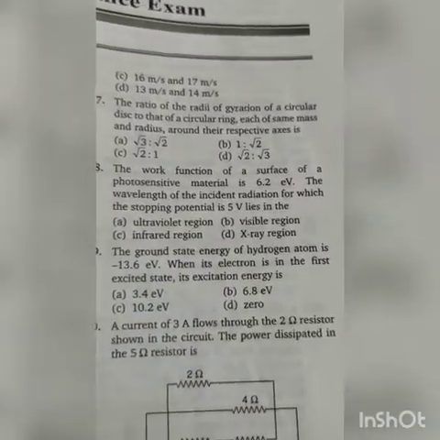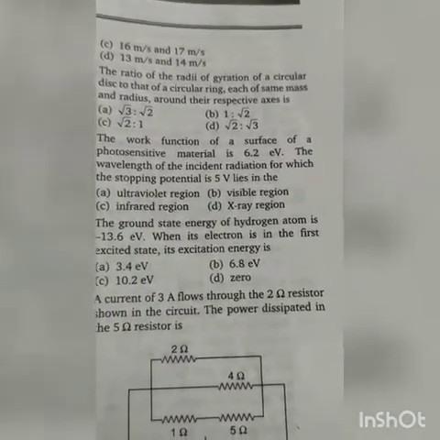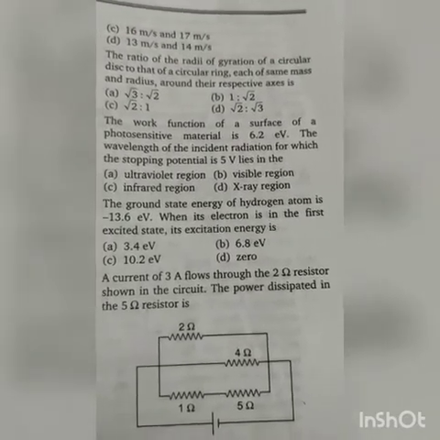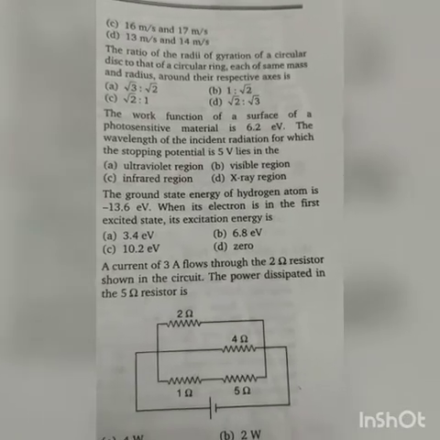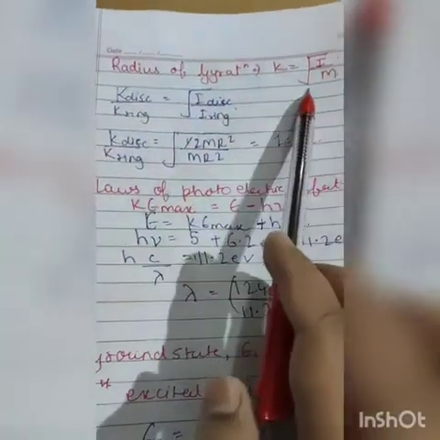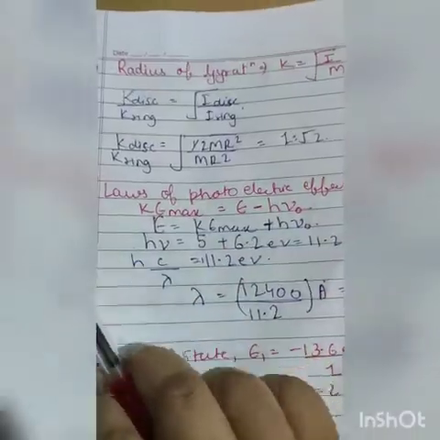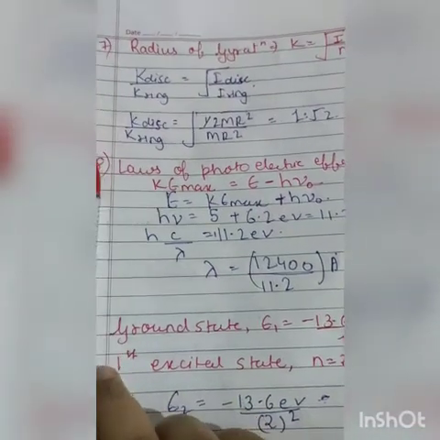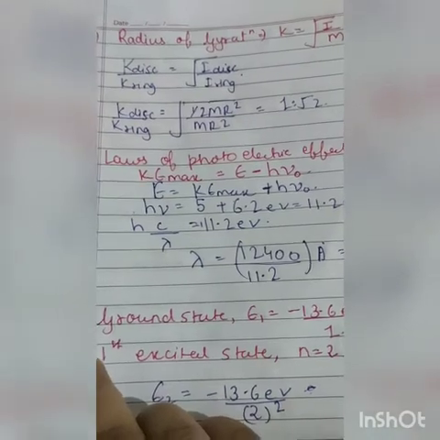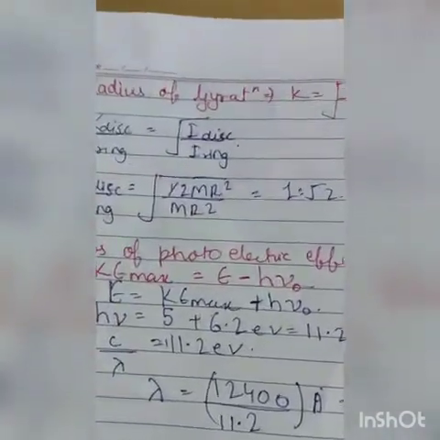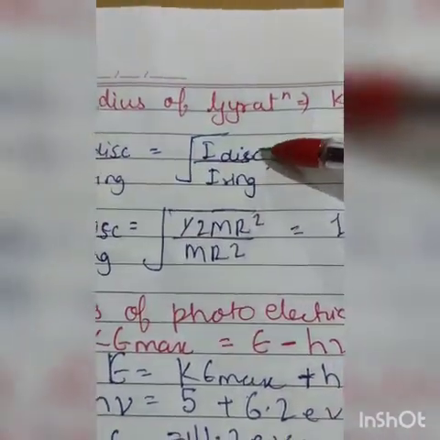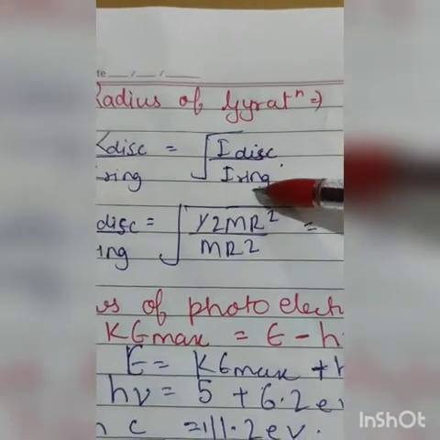Now next question. The ratio of the radii of gyration of a circular disc to that of a circular ring, each of same mass and radius, around their respective axis is. We know that radius of gyration, that is K, is equal to under root I by m. So here we have to find the ratio of disc and ring. So it will be K disc by K ring is equal to under root I disc by I ring.